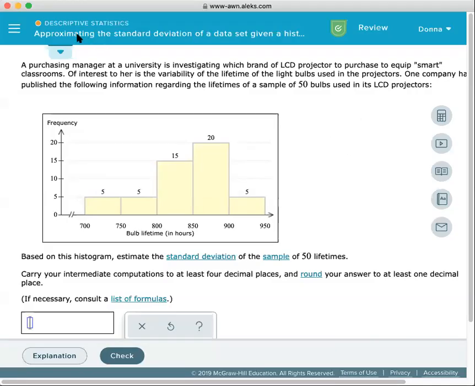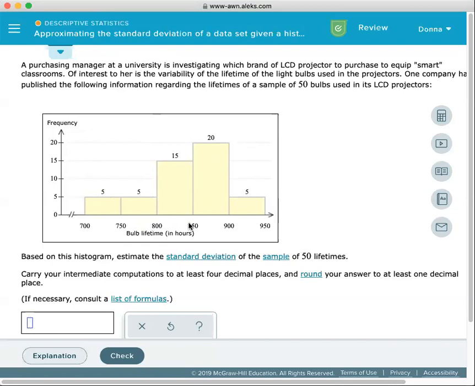I'm going to be doing a short movie on approximating the standard deviation using the histogram. We don't know the values of the original data. We just know, for example, that there were 5 values between 700 and 750, 5 between 750 and 800, and 15 between 800 and 850, and so on.